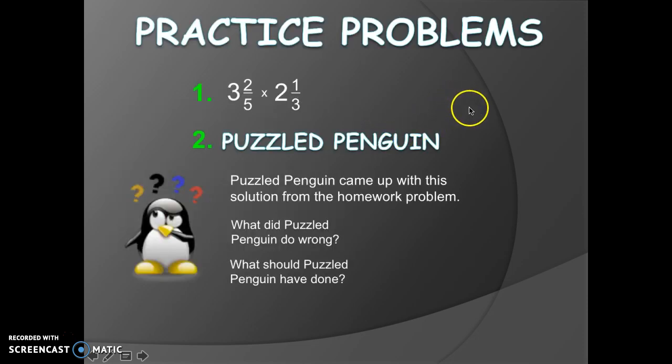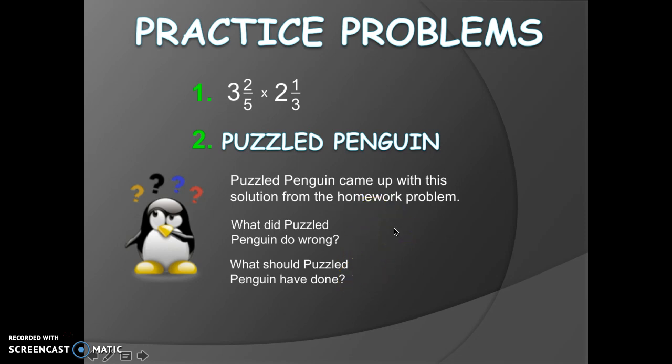All right, so we're already to your practice problems. These are the ones you're going to do in your math notebook. So again, turn this into a fraction, turn this into a fraction, and then I want you to look at the puzzled penguin problem. You do not have to copy this down, but you do have to answer these two questions. What did puzzled penguin do wrong? And what should he have done?